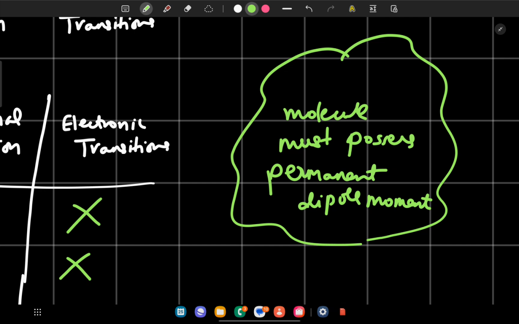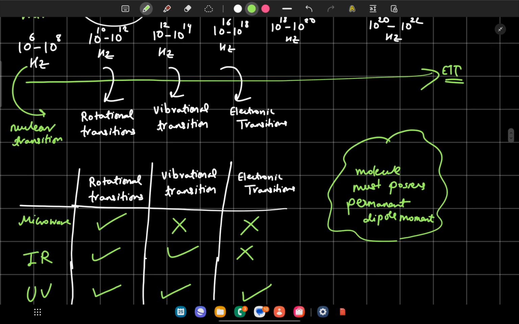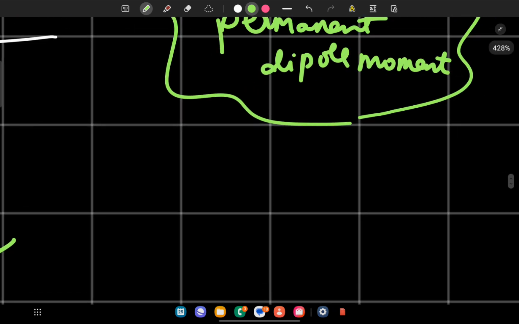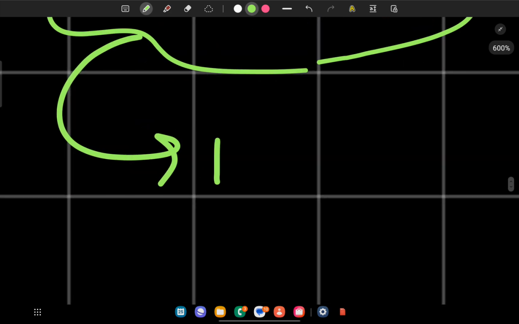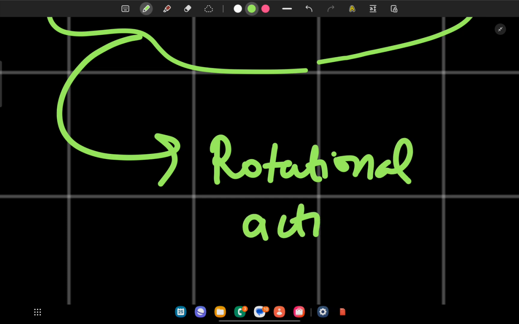What is a dynamic dipole moment? A dynamic dipole moment is the kind of dipole moment which only arises due to certain types of asymmetric modes of vibration. If that is not the case, and if your molecule in its natural state shows a dipole moment, we call such a molecule to possess a permanent dipole moment. So if the molecule possesses a permanent dipole moment, we can say that this molecule is rotational spectroscopy active. We call such molecules rotational active molecules.